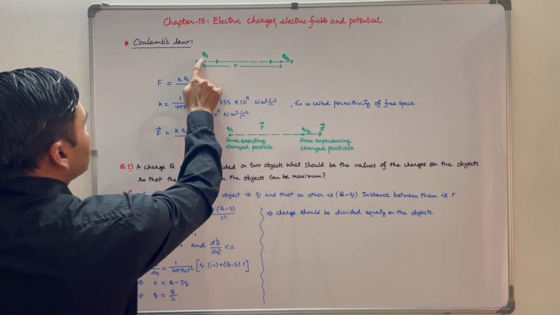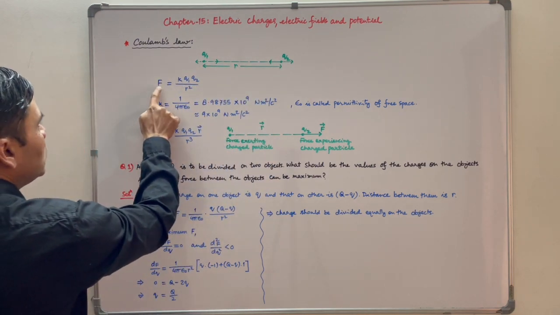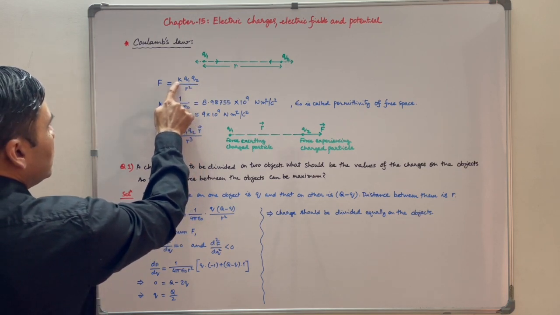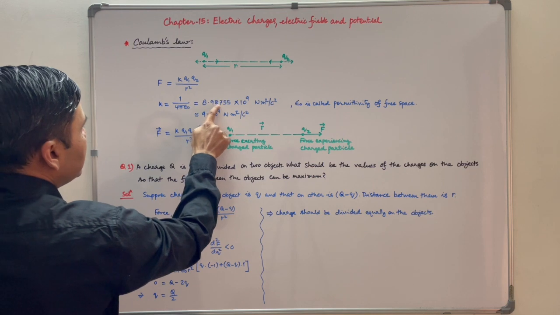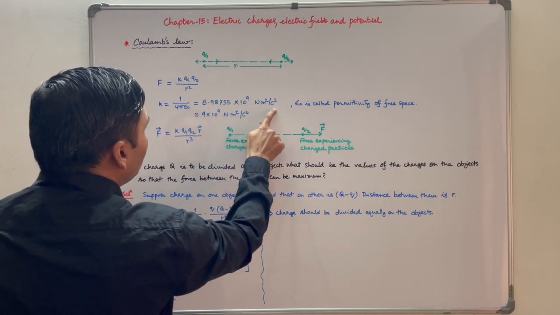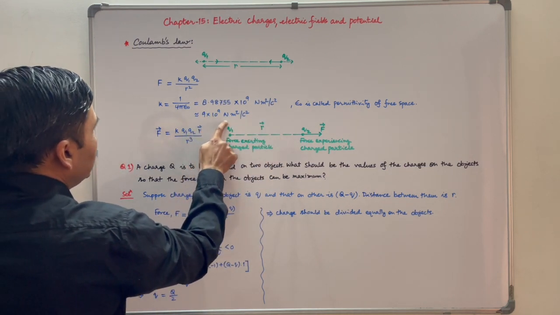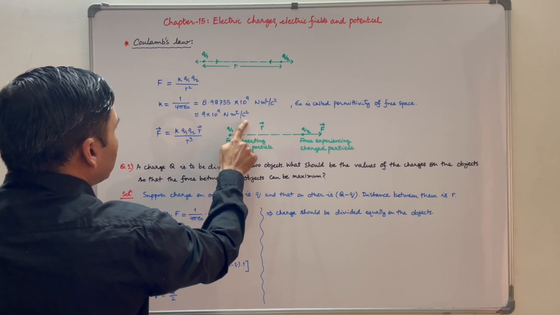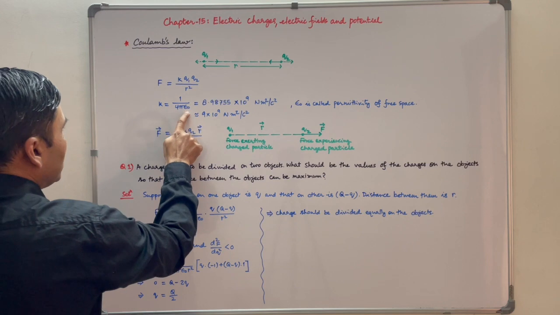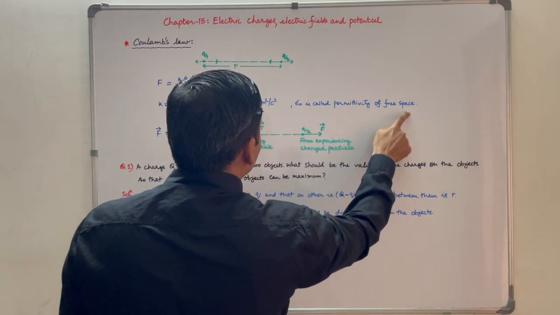Then the force exerted by one charged particle on the other is given by the formula F = k q1 q2 / r², where k is a constant whose value is 8.98755 × 10^9 N·m²/C². It is approximated as 9 × 10^9 N·m²/C². K is often represented as 1/(4πε0), where ε0 is called the permittivity of free space.